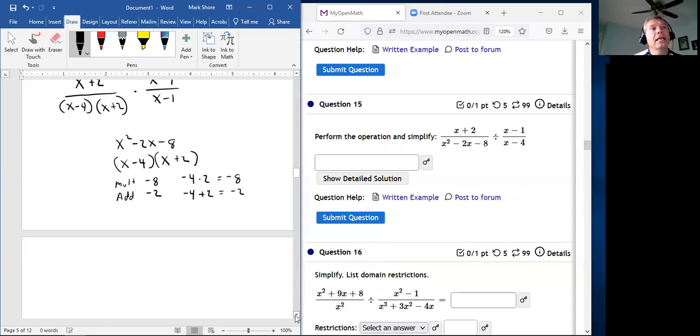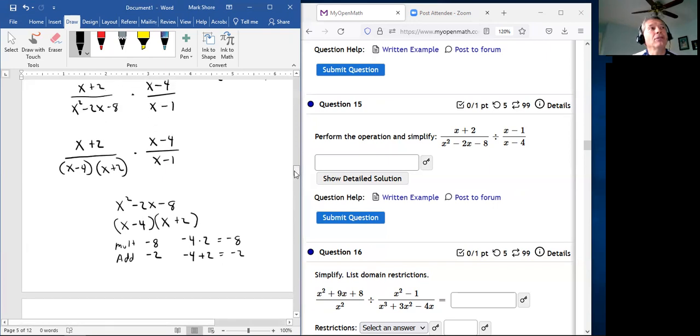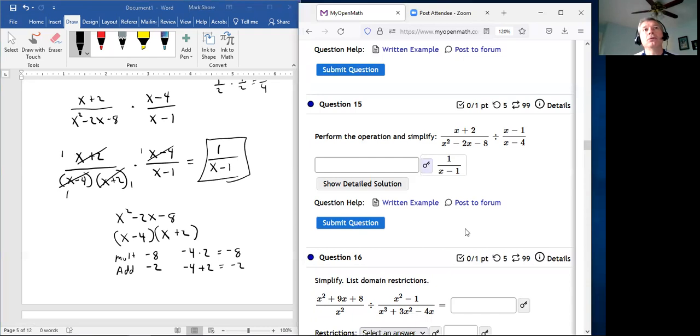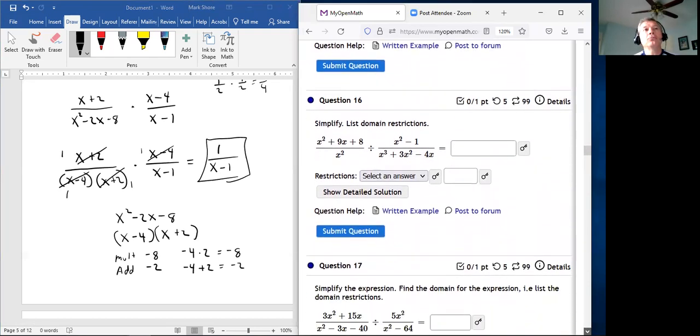Now at this point, everything's broke down, so you can actually cancel out these terms. This x plus 2 cancels out with this x plus 2, and this x minus 4 cancels out with that x minus 4. When you cancel out, they really divide to 1. What you're saying is x plus 2 goes into x plus 2 1 time, x minus 4 goes into x minus 4 1 time. So 1 times x minus 1 is x minus 1. And on the top, 1 times 1 is 1. So your answer is 1 over x minus 1. And boom, that's what you get. So let's do 16 and we'll wrap it up with that.